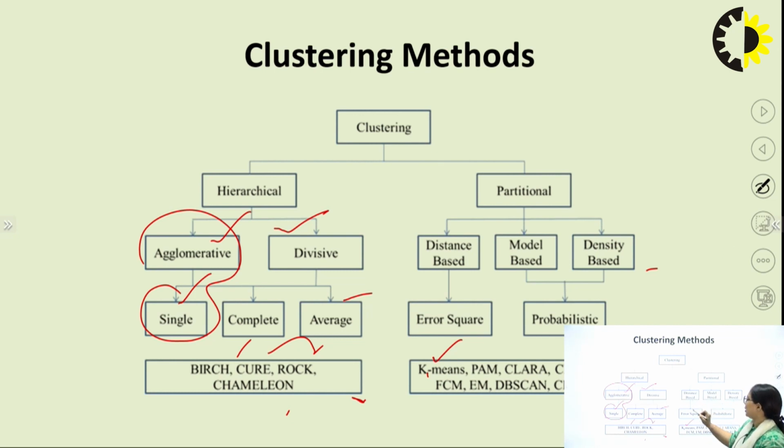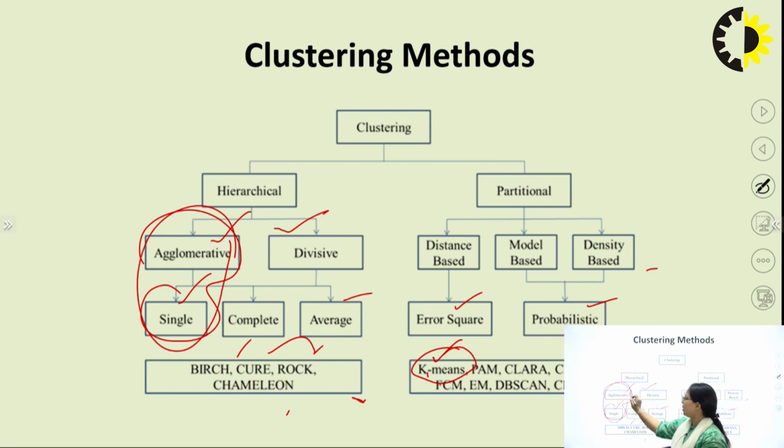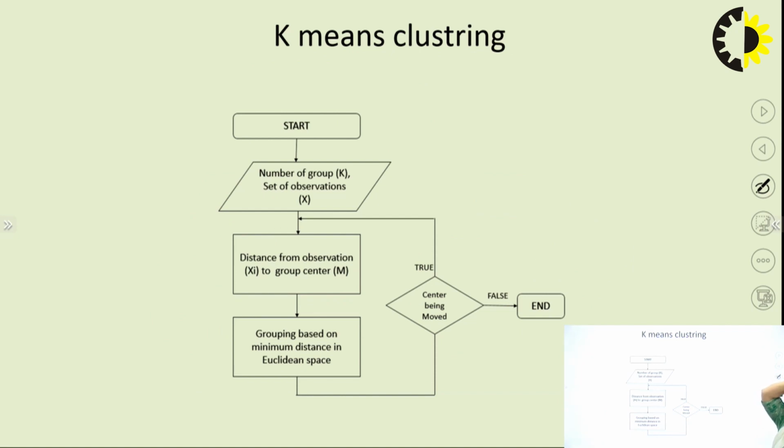The distance based is error square based, and then this is the probabilistic model. So, if time permits, we will do K-means and single agglomerative clustering with examples. So, let us see what K-means clustering is. K-means means into how many clusters you want the whole data set to be divided. This K has to be decided very strategically based on something called the elbow method. We will see the elbow method.